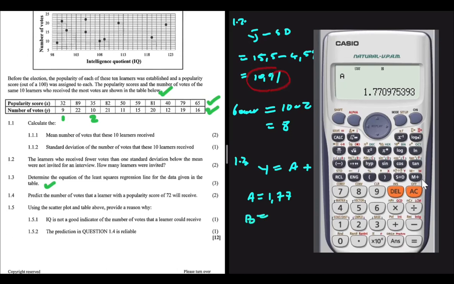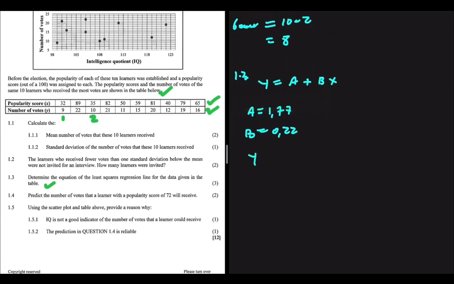If I want to find b, then it is AC, shift 1, 5, and I'm looking for b now. That is option 2. This is equal to 0.22. So b is equal to 0.22. y is equal to 1.77 plus 0.22x. Yeah, there we go. We have the equation of the least squares regression line.